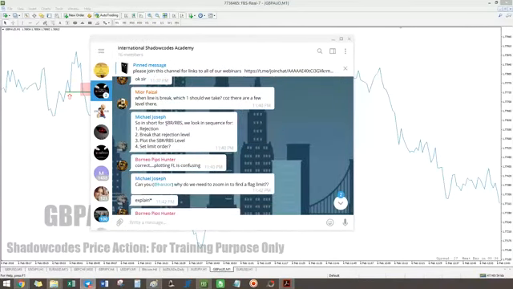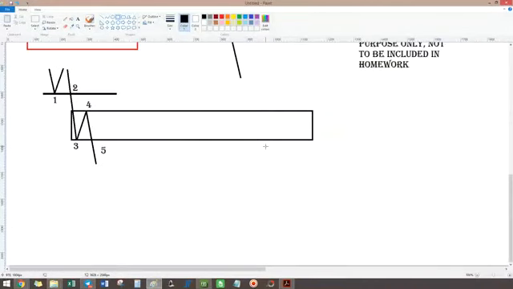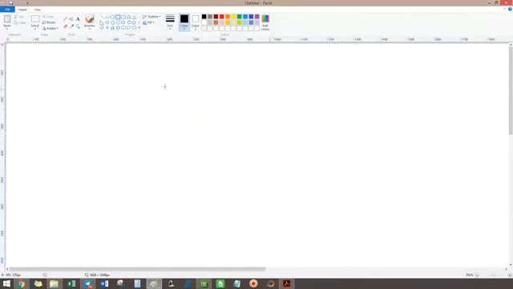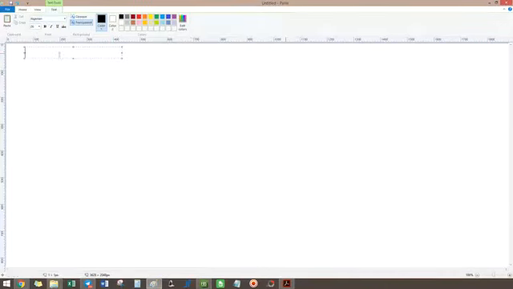Okay, so in short, for SBR, we look in sequence for rejection, break the rejection level, plot SBR level, set limit. Yes, correct. Okay, so the sequence is, let me clear this. Steps for SBR sell setup. Setup for sell.